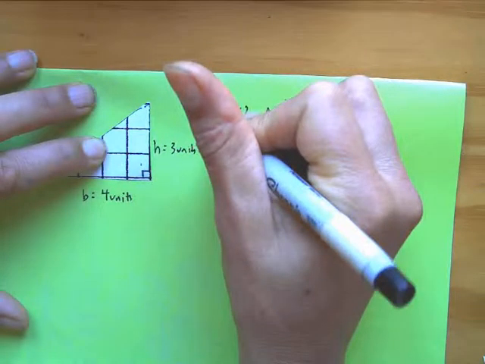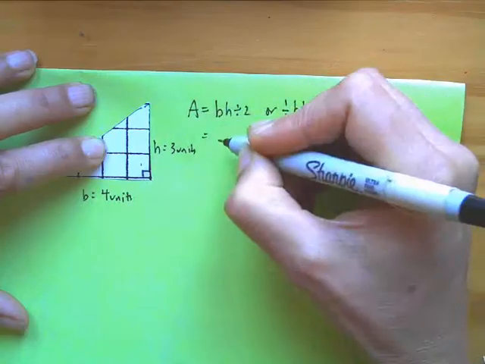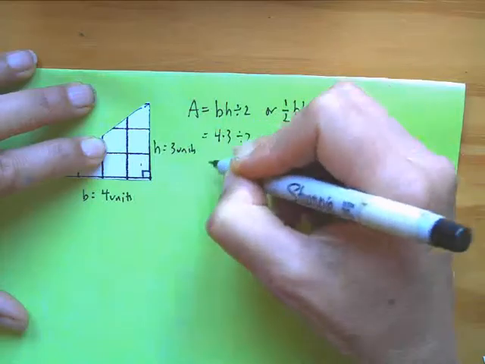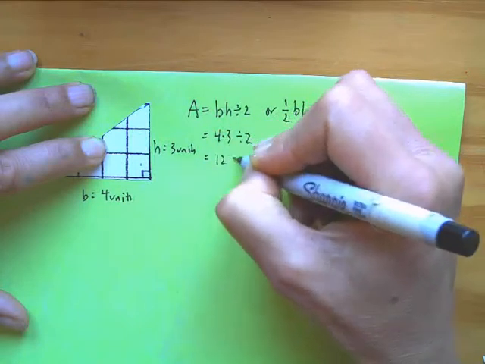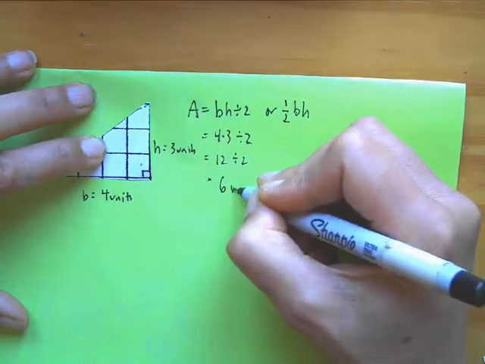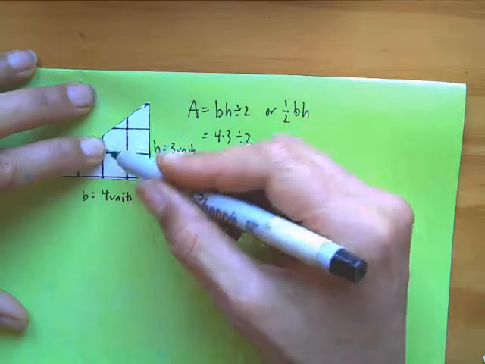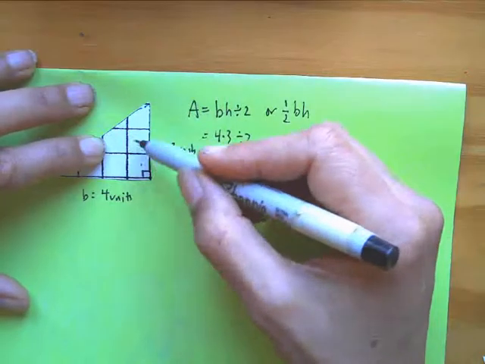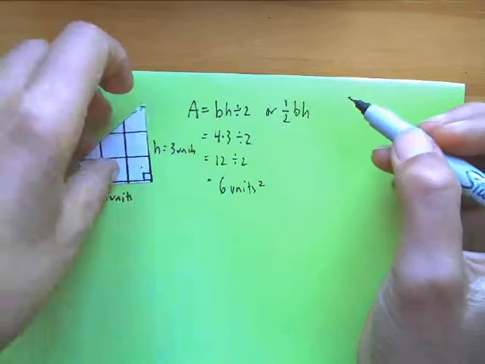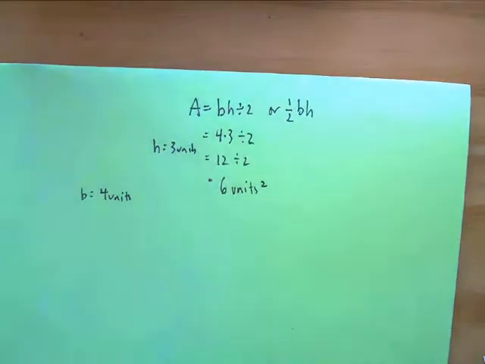So I get, and once again, I'm lining up my equal signs nice and vertical, 4 times 3 divided by 2. 4 times 3 is 12, divided by 2, which is 6. And units times units gives me units squared. So I could count 1, 2, 3, 4, 5, sorry, 1, 2, 3, 4, 5, and then these other little pieces add up to my 6th square. Okay, so there it is for triangles.